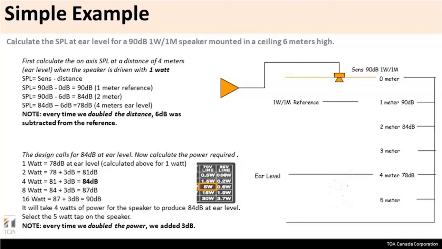So we don't have a 4 watt tapping. So assume you're gonna set it at 5 watts. So you would get somewhere around 84 dB. So in this particular application, it will be audible enough. So as the distance increases, you set the tapping accordingly, right? So this is a very useful example with regards to understanding the sensitivity part of it, 1 watt, 1 meter.